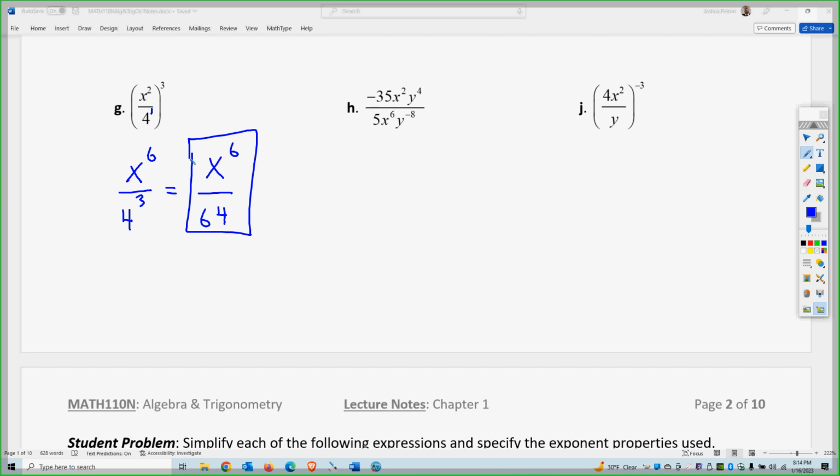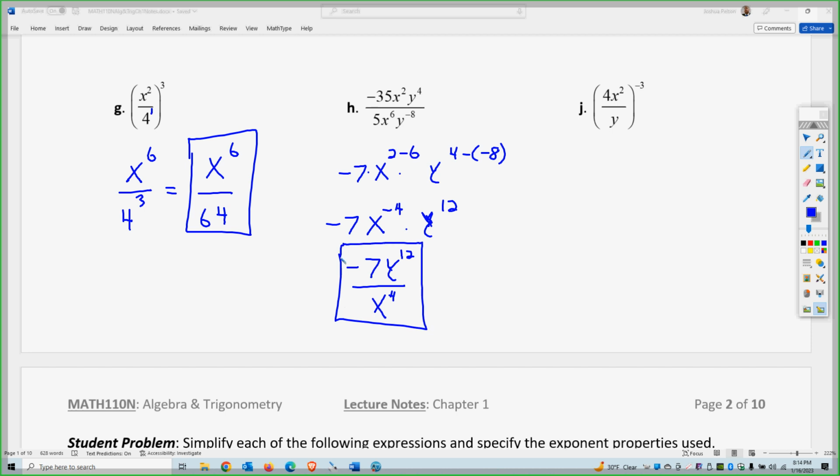Quotient rule. 35 divided by 5 is 7, negative 7. This is x to the 2 minus 6, and then y to the 4 minus negative 8, because the quotient rule is subtract for exponents. So it's negative 7 x to the negative 4 times y to the 12th power, but we can't have a negative exponent in the final solution. So negative 7 y to the 12 over x to the 4th, using the negative exponent rule, which just reciprocates to the opposite of the fraction.